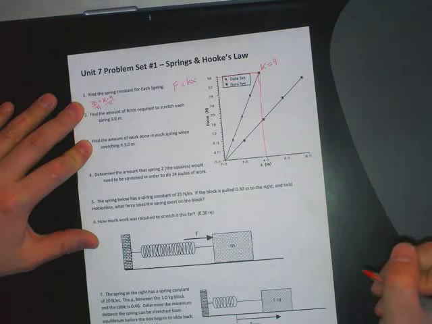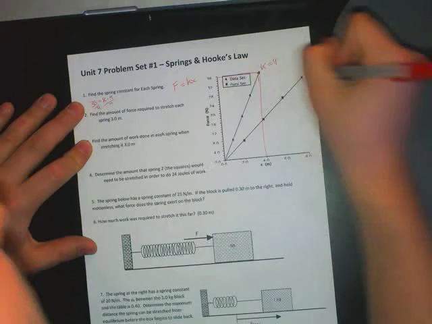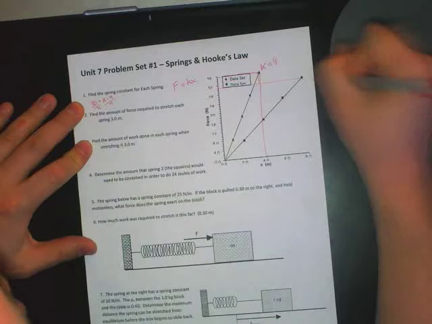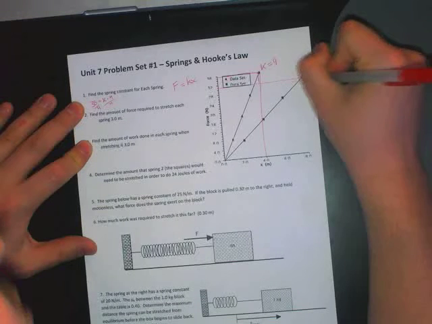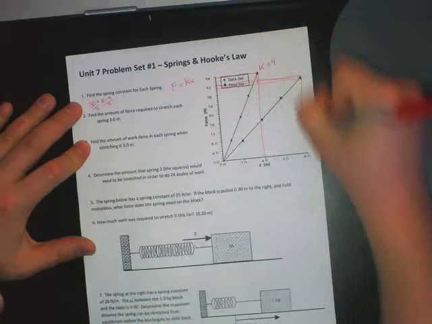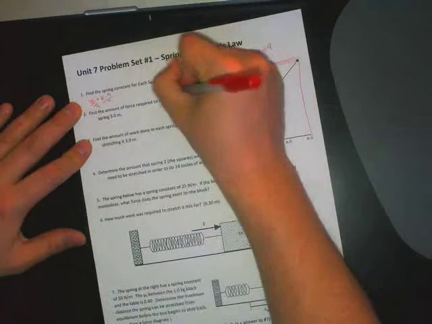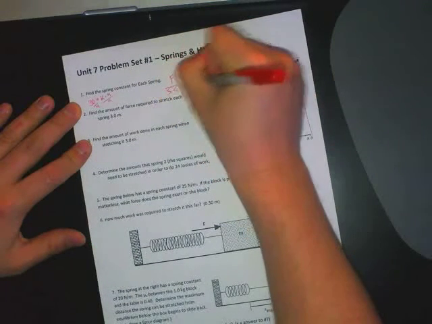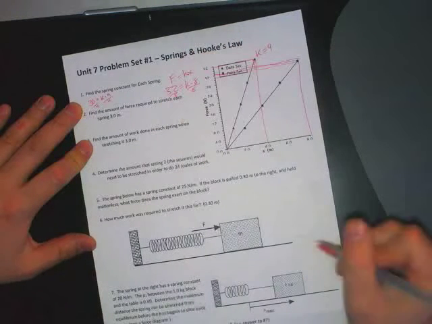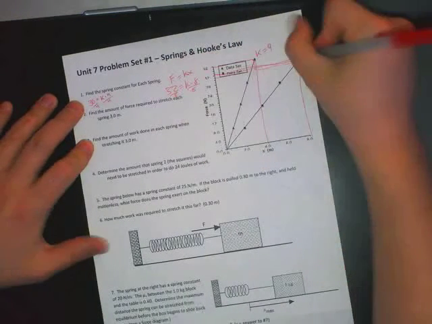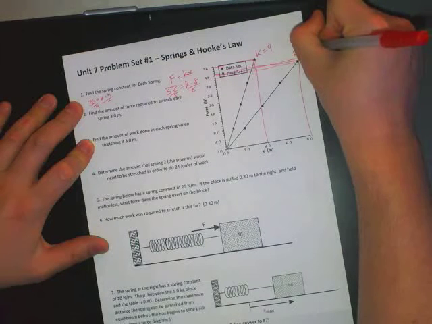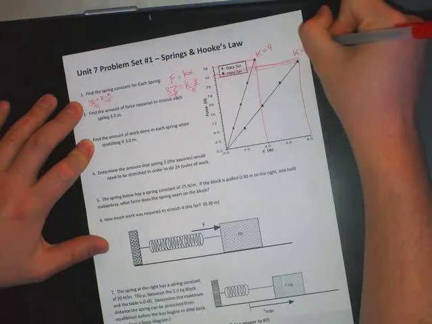And then for this one, same thing. We're going to come straight this way and get about 32, maybe? Yeah, 32. And then 8. So then 32 equals K times 8. Divide both sides by 8. And we get that over here, K is 4.